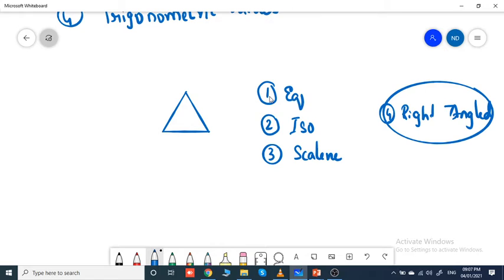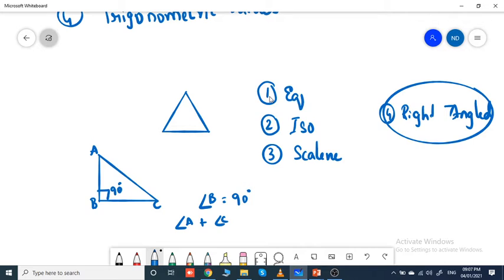So what is a right angle triangle? This is a right angle triangle. In this right angle triangle, one angle is 90 degrees, and the sum of the remaining two angles is 90 degrees. Let's say this is triangle ABC. Here angle B is equal to 90 degrees, and angle A plus angle C is again equal to 90 degrees.